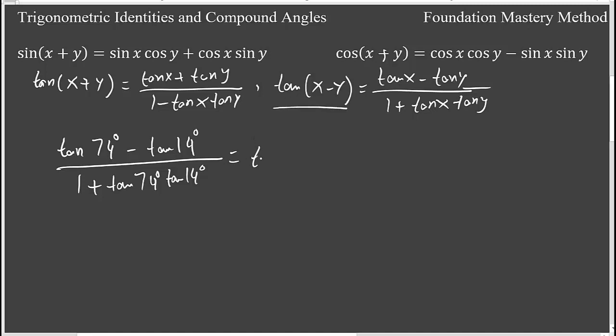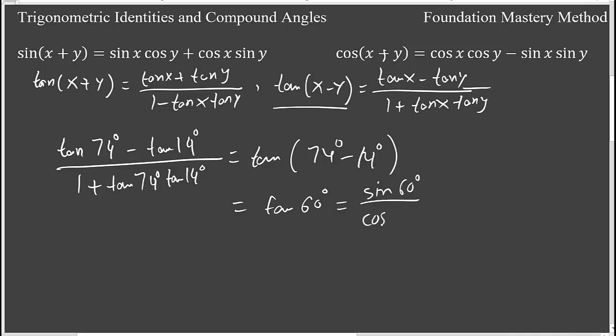So this one is the same as tangent of 74 degrees minus 14 degrees, which is tangent 60 degrees. If you don't remember the value of tangent 60, you can write this one as sine 60 degrees over cosine 60 degrees. So you know sine 60 degrees is radical 3 over 2 and cosine 60 is 1/2. So then this is basically radical 3. We are done.